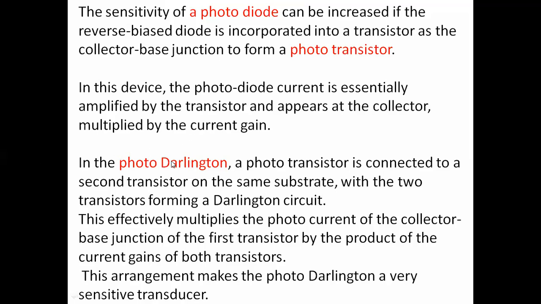In addition to that, we have a photo Darlington arrangement. In this, the phototransistor is connected to a second transistor. There are two transistors in the same substrate forming a Darlington circuit. This effectively multiplies the photo current of the collector base junction of the first transistor by the product of the current gains of both transistors. So this arrangement makes the photo Darlington a very highly sensitive transistor.